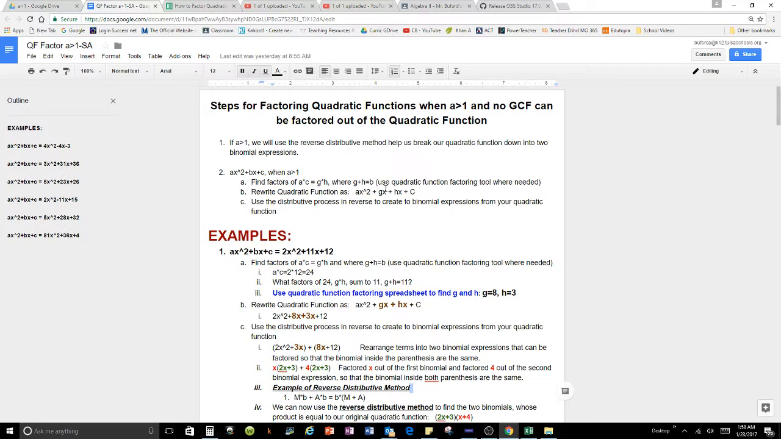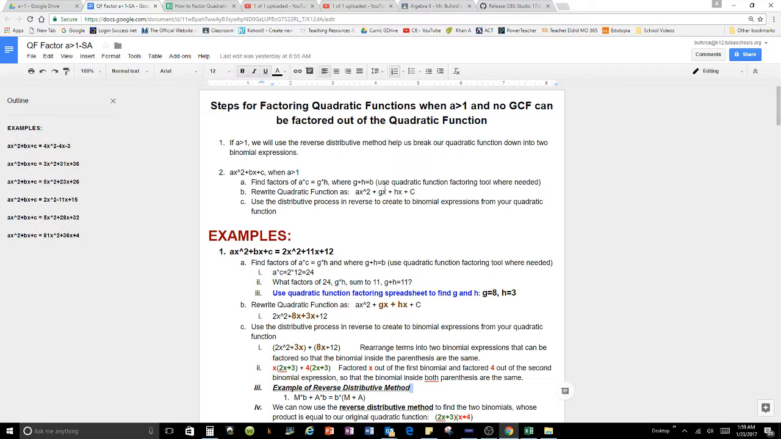So I know I said a lot there. The example that I have here will just sort of bring that discussion together, but I was just trying to give you a big picture of how this is different from what we had been doing. We're still going to need to look for a g and h, and in some cases, we may need to use the quadratic function factoring worksheet to find that g and h. But when we find that g and h, we're going to use that g and h to rewrite our quadratic function and sort of group it differently.